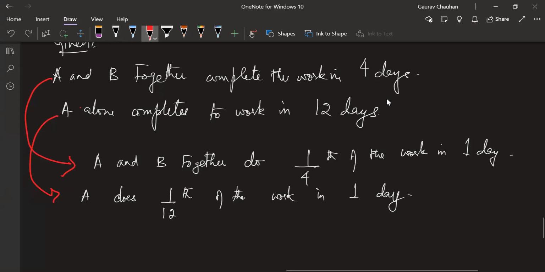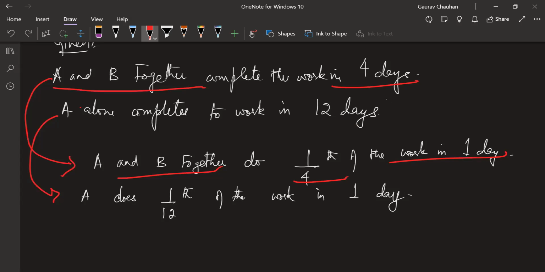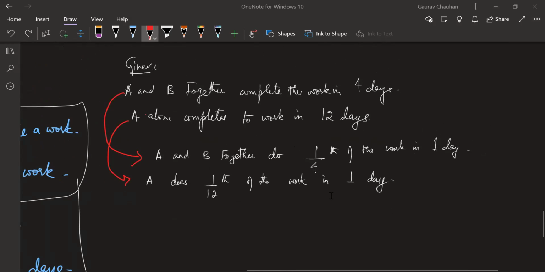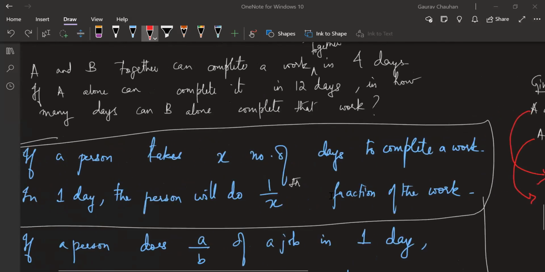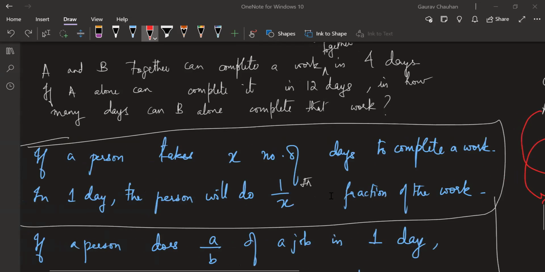See, for A, we have the statement: A alone, total work, total number of days, amount of work in 1 day. We have this for B also. A and B together they take 4 days. A and B together will do 1 by 4th of the work in 1 day. Now, Deepak, I would urge you to go towards B now. Sir, we don't know how much B will be doing. We don't know that exactly. So what can we assume now? What would you like to assume? Look at the question, what it is asking. Does that give you a hint what you can assume?